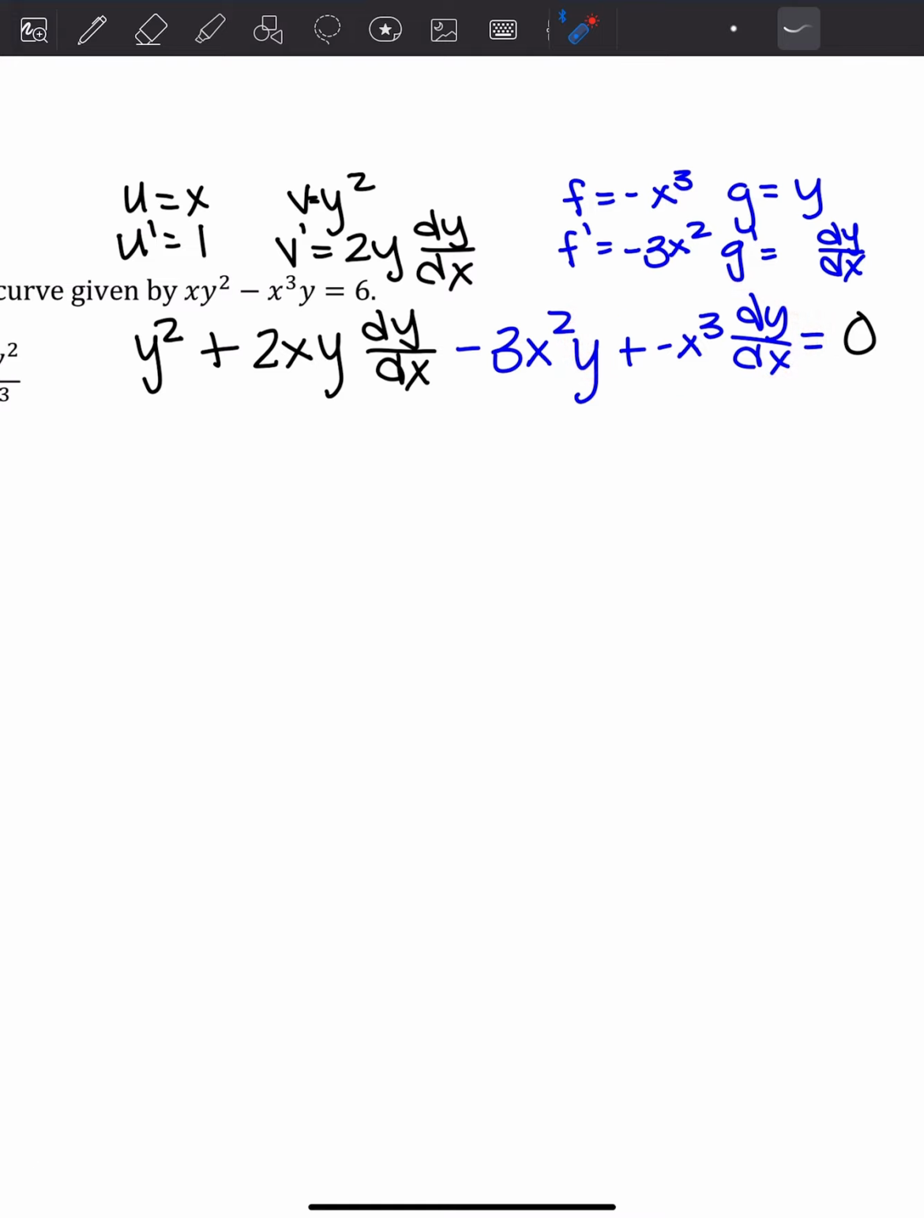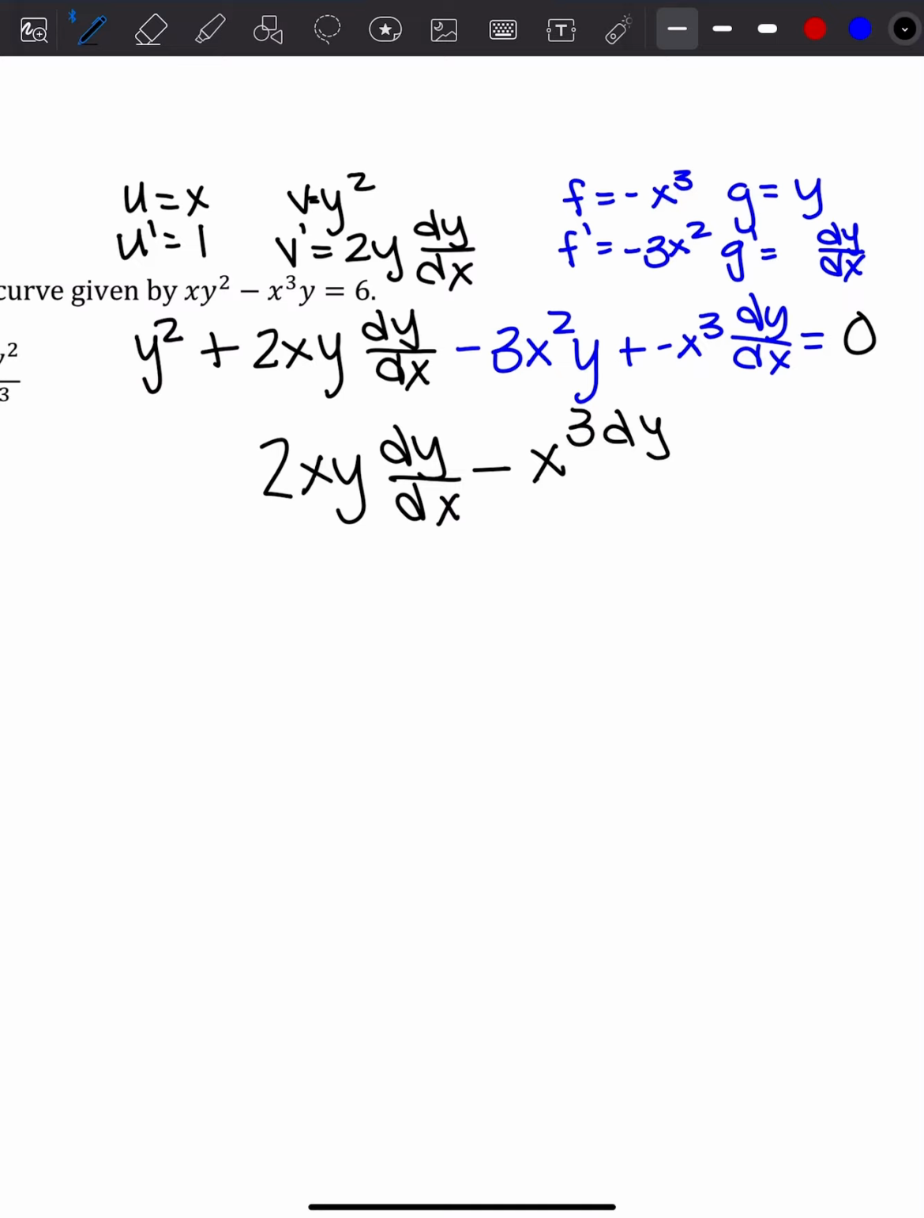So I'm going to keep dy over dx on the side that it's already on, and I'm going to move everything else to the other side. So we're going to subtract y squared, and we are going to add 3x squared y to both sides. I'm changing that plus a negative into just subtraction to make it a little bit easier on us. And then we have 3x squared y minus y squared.